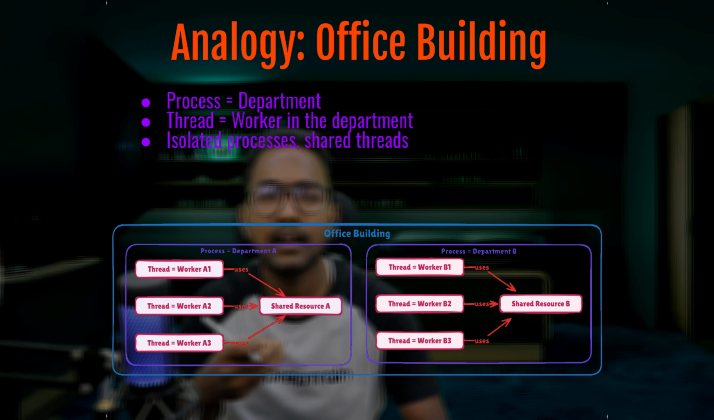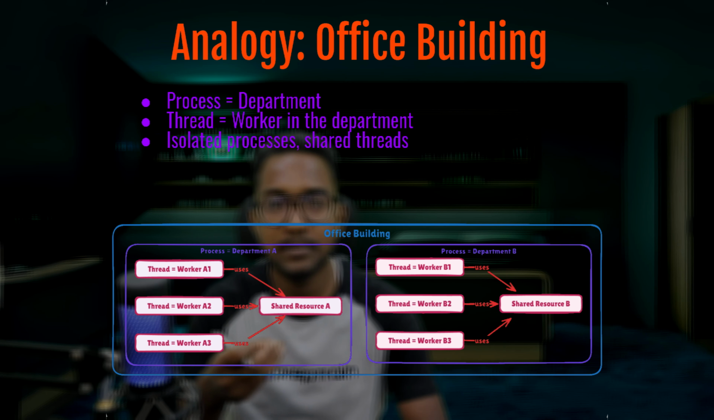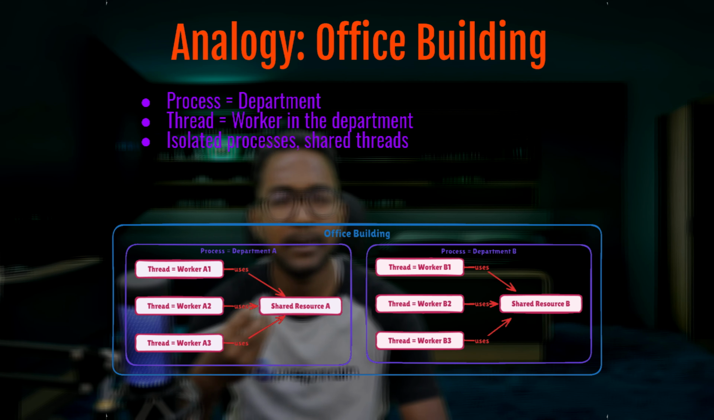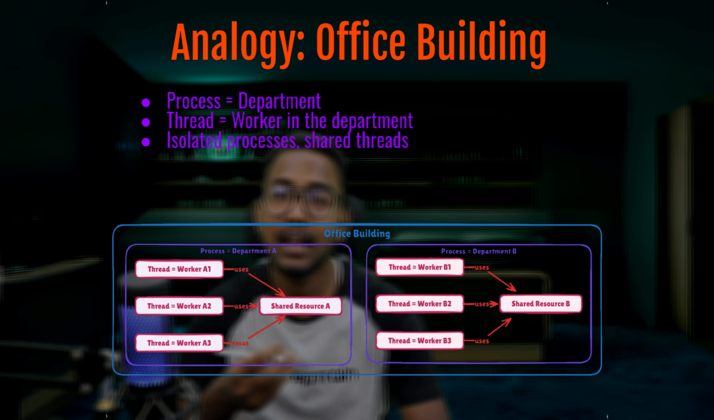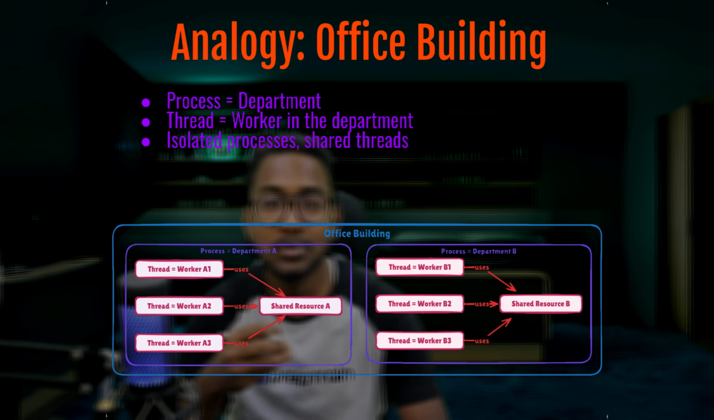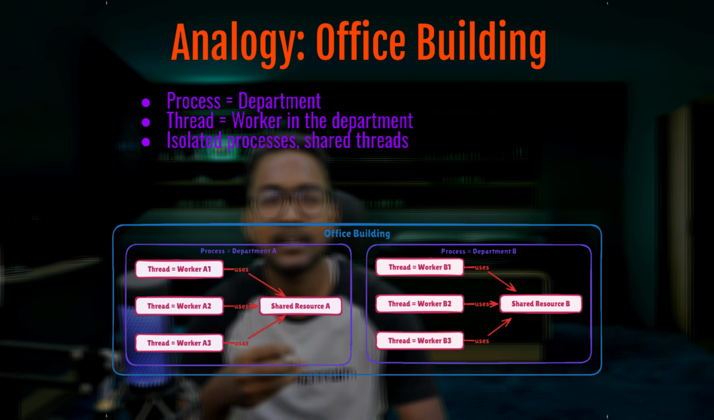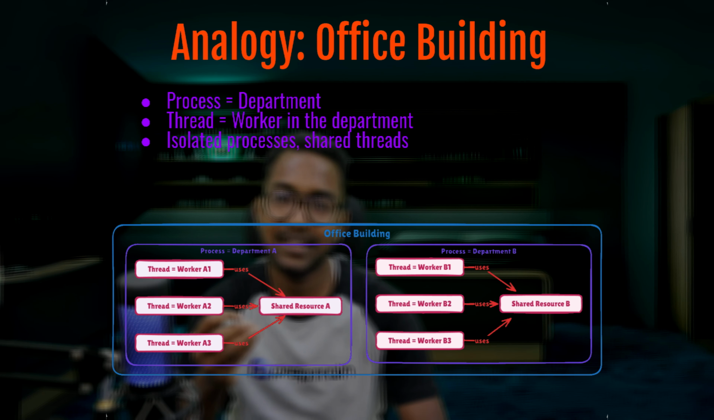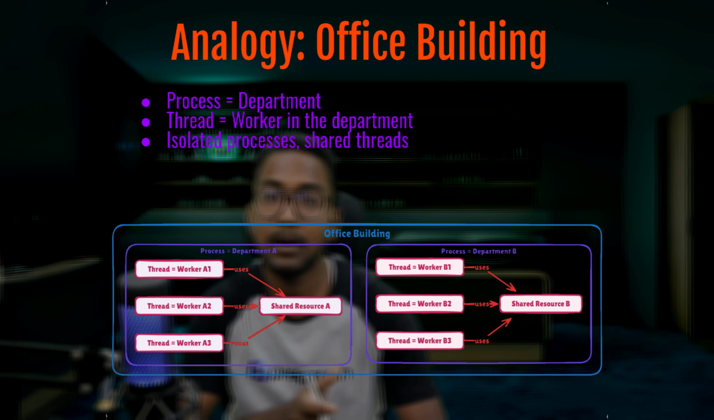Well, threads are like the individual workers within each department. These workers share common resources like office supplies and meeting rooms, but they each have their own tasks to complete. So inside the marketing department, one worker might be writing copy while another might be designing graphics. They are both working towards the same goal and sharing resources, but they are handling different parts of the project.